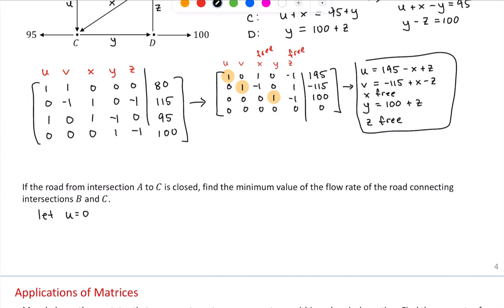Let u be 0 and look at our first equation. So that would give us 0 is equal to 195 minus x plus z. Solve this for x, so add x to the other side, and we get x equals 195 plus z. Now keep in mind that z has to be bigger or equal to 0. So the smallest z would be 0, which means that the smallest x would be 195. And this would be, of course, cars per hour.